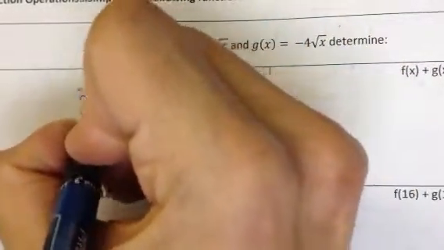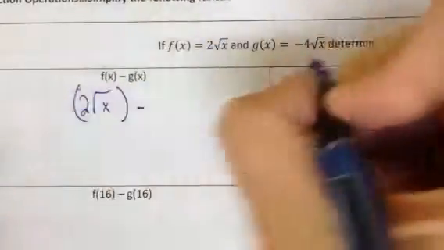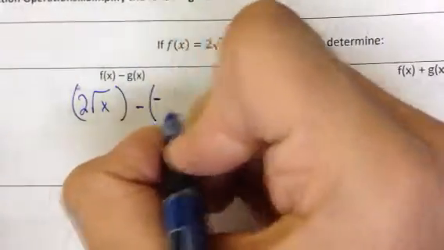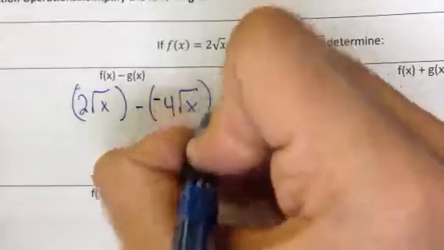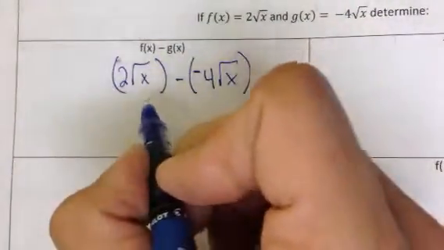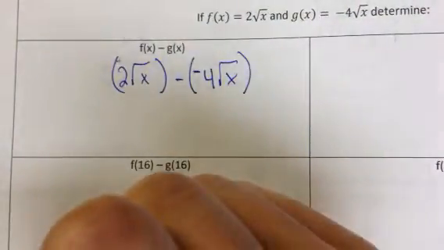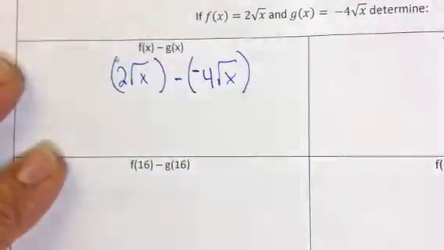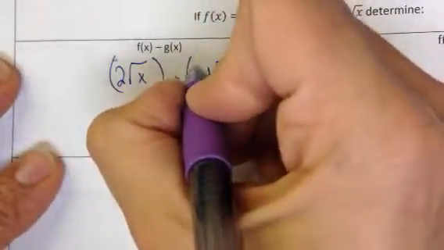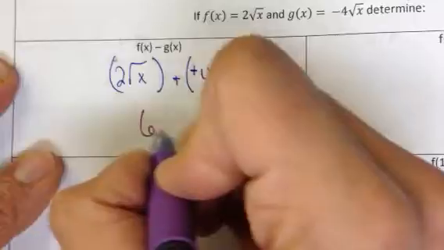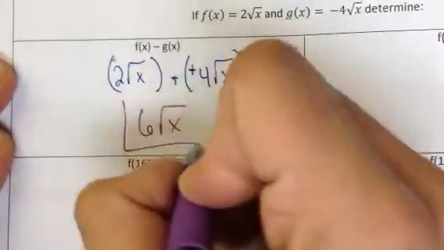So this just says take your two functions, f of x and subtract g of x, and you are able to subtract these because they're both square roots. But first I'm just going to add the opposite.